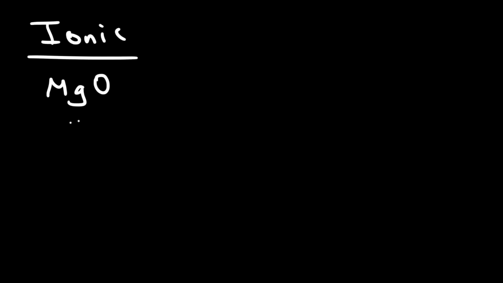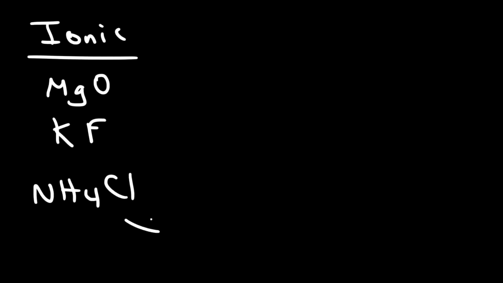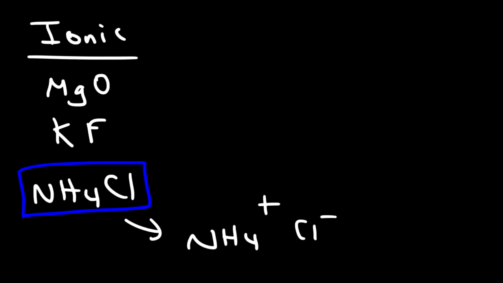So some other examples would be magnesium oxide, that's ionic, or potassium fluoride, that's ionic. However, ammonium chloride is one of those rare exceptions. It's ionic because it consists of ions. However, there's no metal in this compound. Nitrogen, hydrogen, and chlorine are considered nonmetals. And so this is one of those rare exceptions where you have an ionic compound that doesn't consist of a metal and a nonmetal.